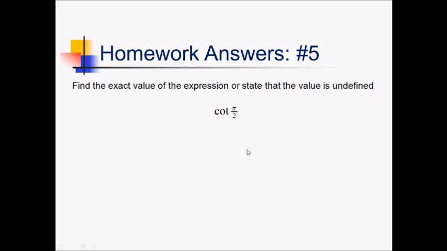To figure out cotangent of pi over 2, I'm going to rewrite this as cotan of 90 degrees. So that's going to be cosine of 90 over sine of 90. Cosine of 90 is 0, sine of 90 is 1, so 0 over 1 equals 0.